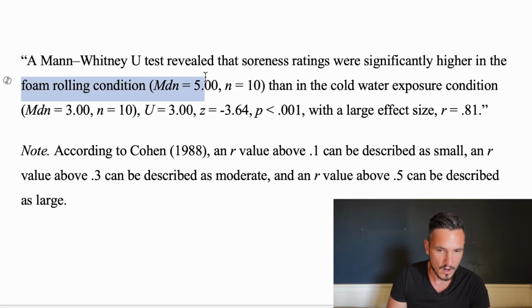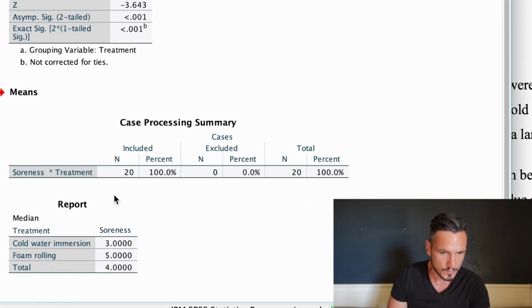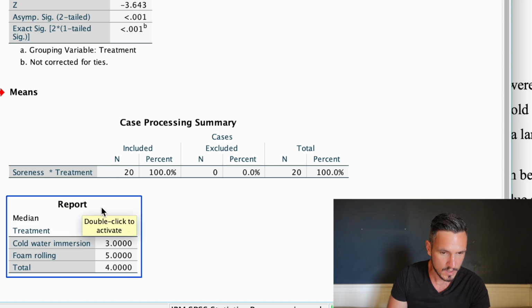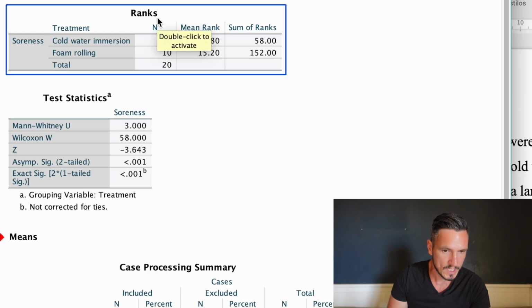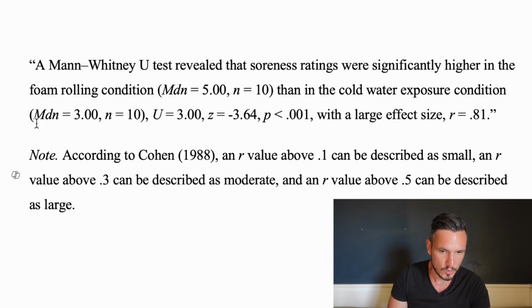So here are the values for the foam rolling condition, and the median is 5. So as we saw before, if we look at this report table, we can see that we have a median of 5 in the foam rolling row. And if we go to this ranks table, we can see that we have an N value of 10 in this foam rolling row. So 10 is just the number of participants in that condition. And then I've just reported the same statistics for the cold water exposure condition.